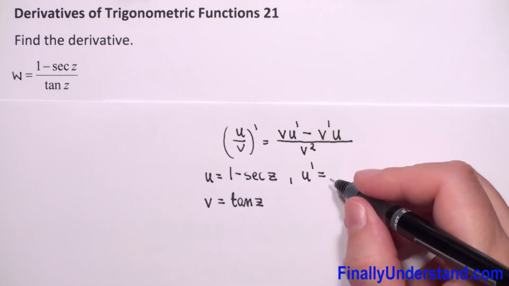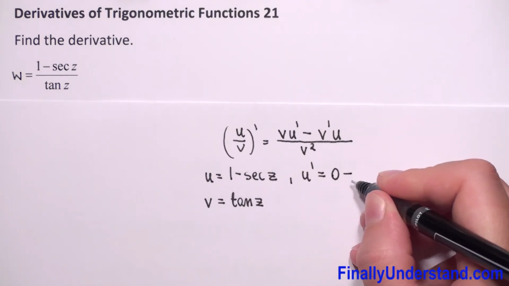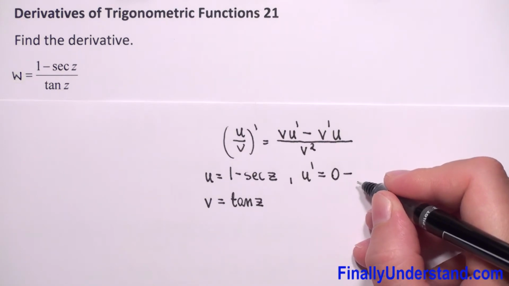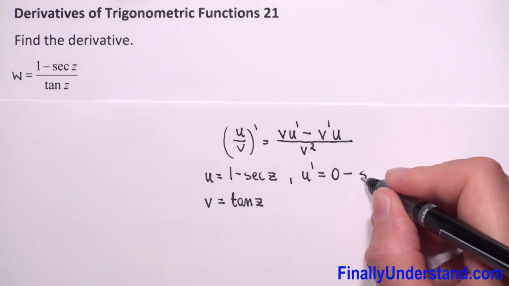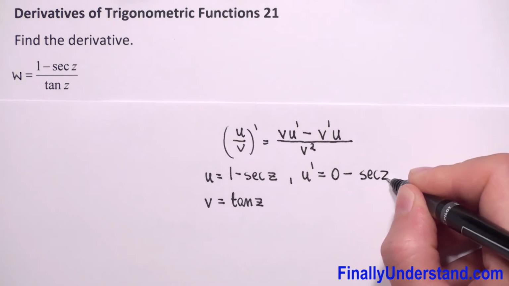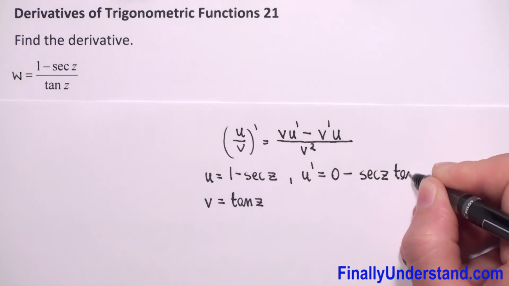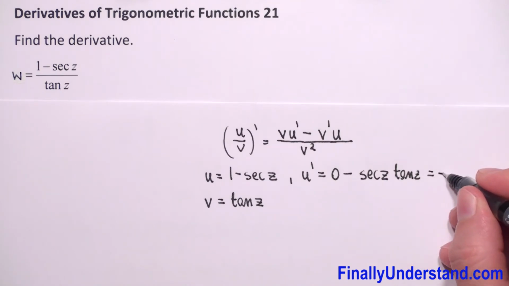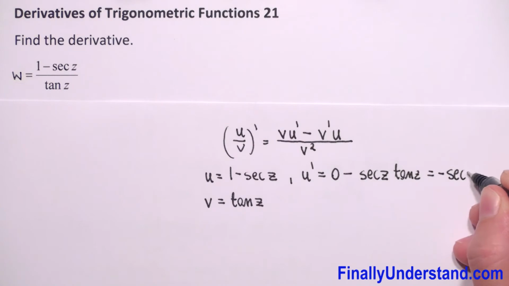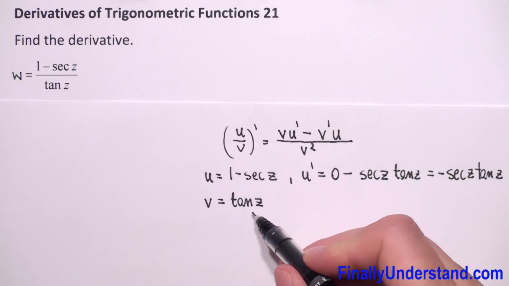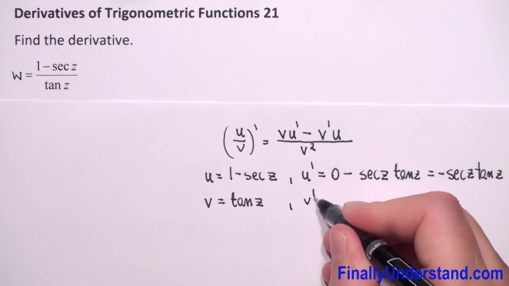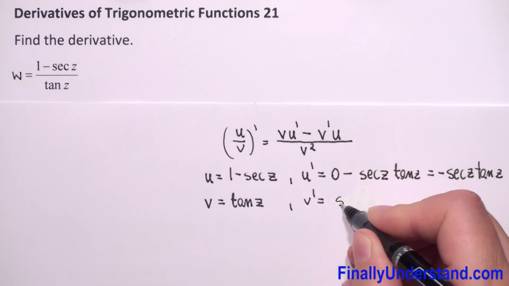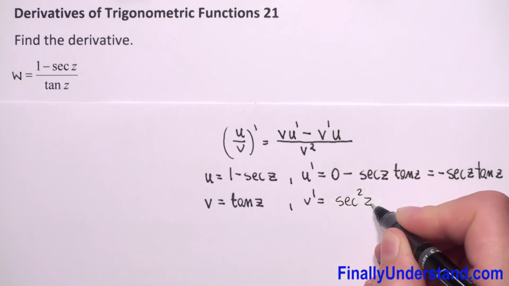The derivative of a constant is 0, minus the derivative of secant, which is secant times tangent. We have secant z times tangent z. So this is equal to negative secant z times tangent z. Now we have to find the derivative of tangent. The derivative of tangent is secant squared of z.